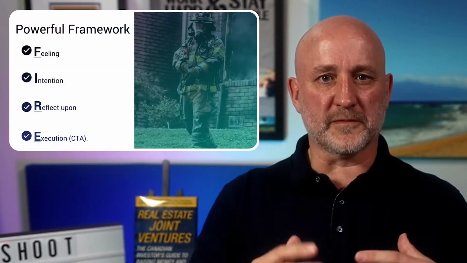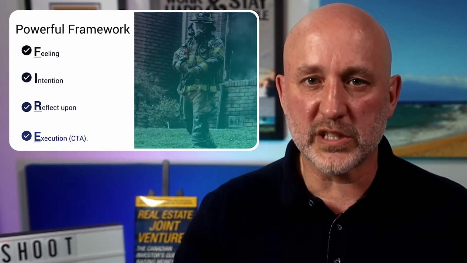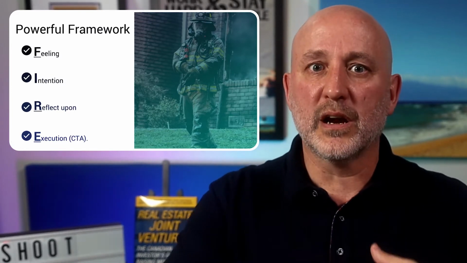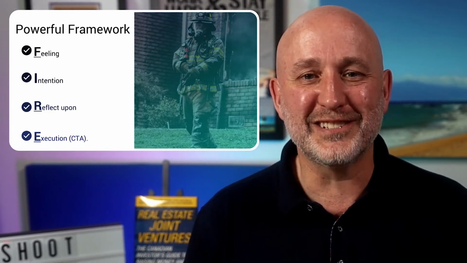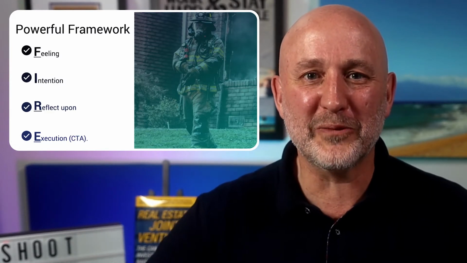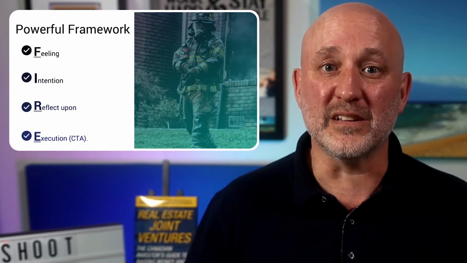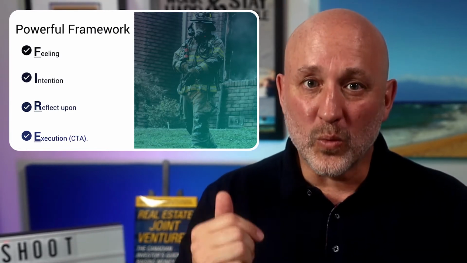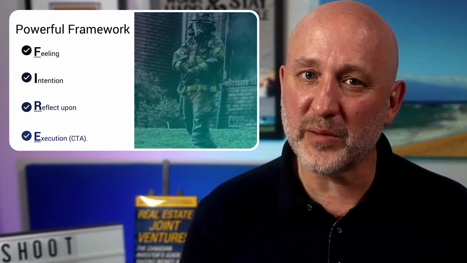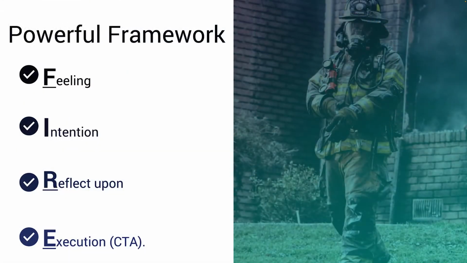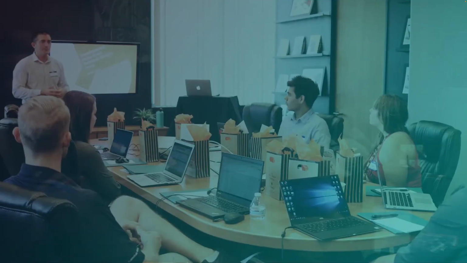Okay, so that's a powerful framework. And whether you're dealing, like I said, with a mortgage broker, an investor, a realtor, your teenage sons and daughters, and people you're working with, that is what you want them to feel: what's in it for them, what they want to think about, and what they need to do from there. So that's a powerful framework that you want to use.